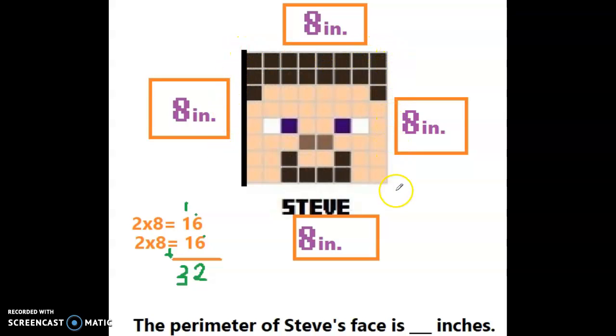Okay, so that's a little bit of an easier way to figure out the perimeter of the outside of a shape, especially when there's a lot of counting to do. Because if you had to count 32 whole blocks, that would be a lot of work. That would wear you out. So that would be the answer to what the perimeter of Steve's face is. It would be 32 inches.